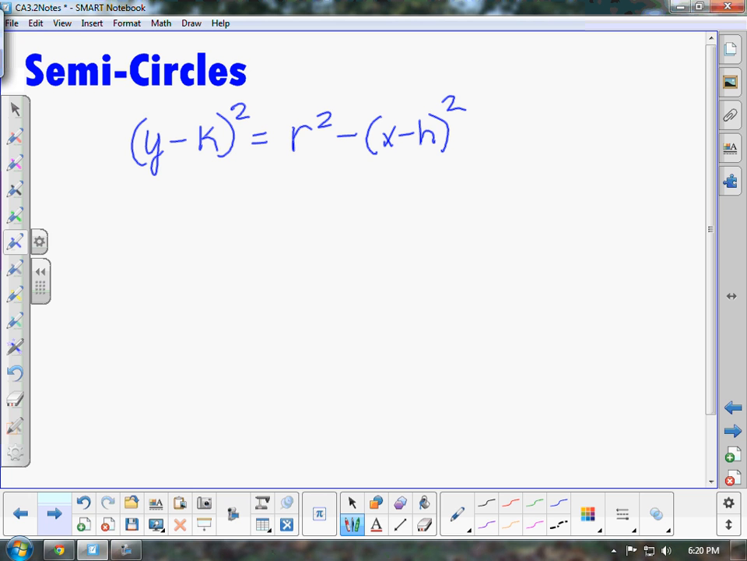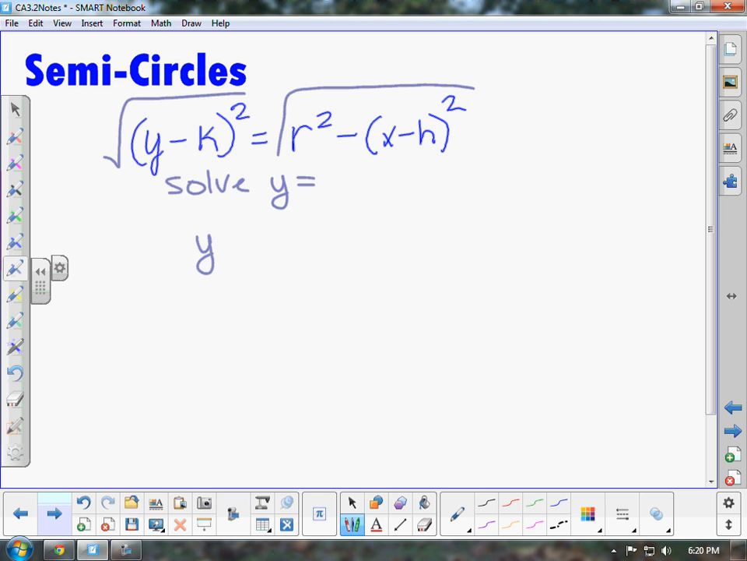Finally, we have to deal with some semicircles, which are half of a circle. Two ways to look at it is if we solve for y. In order to solve for y, you would first take the square root of both sides, and you would get y minus k equals plus and minus the square root of r squared minus (x minus h) squared.